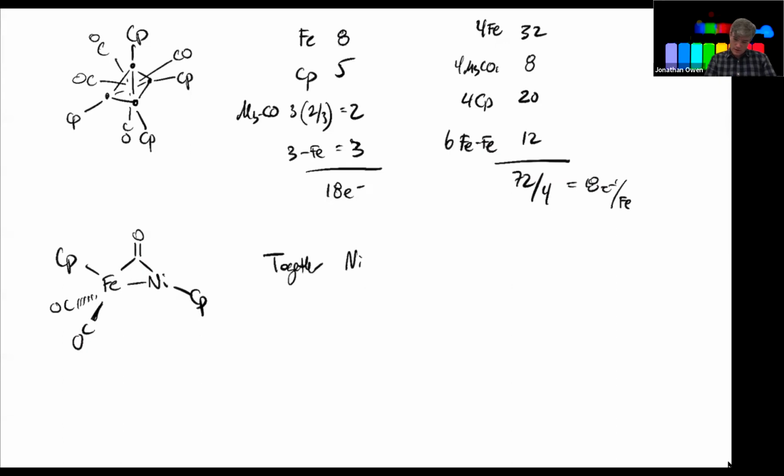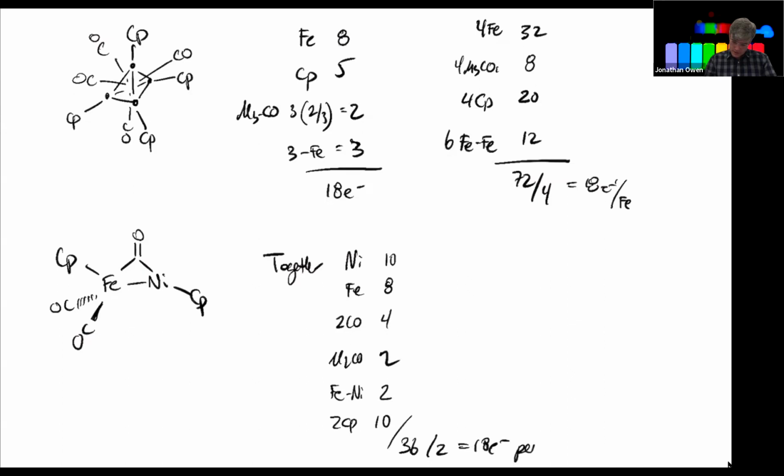We've got a nickel is 10, an iron is 8, a pair of terminal COs is 4. We've got a mu2 CO, that's 2. We have an iron-nickel bond. There's a pair of electrons in that. We have 2 CP ligands, that's 10. And the sum of those things is 36. Divide that by 2 equals 18 electrons per metal.